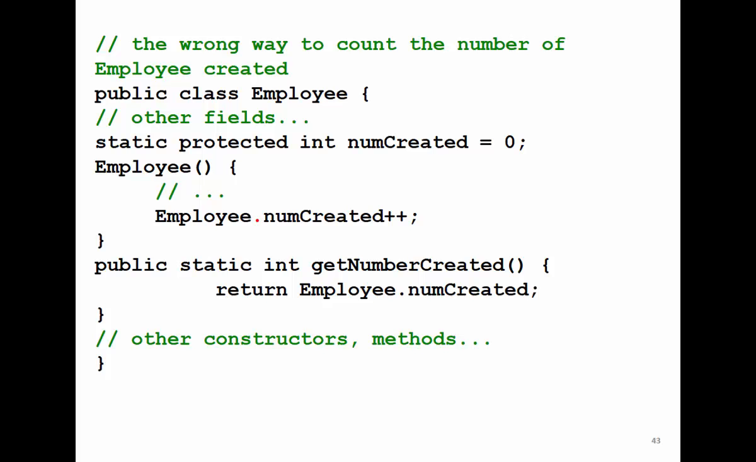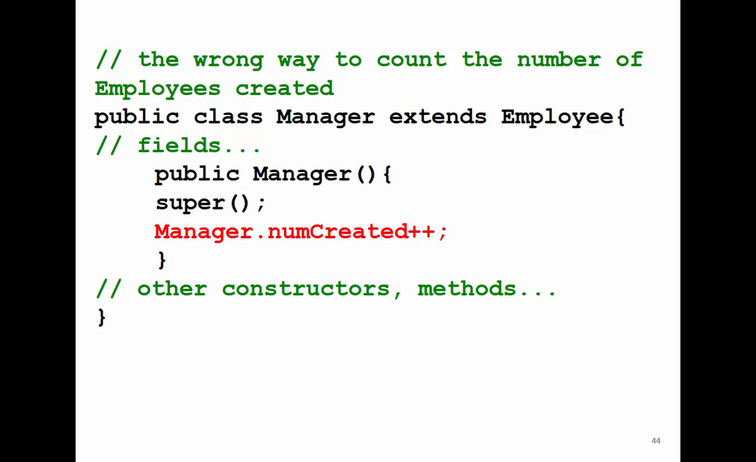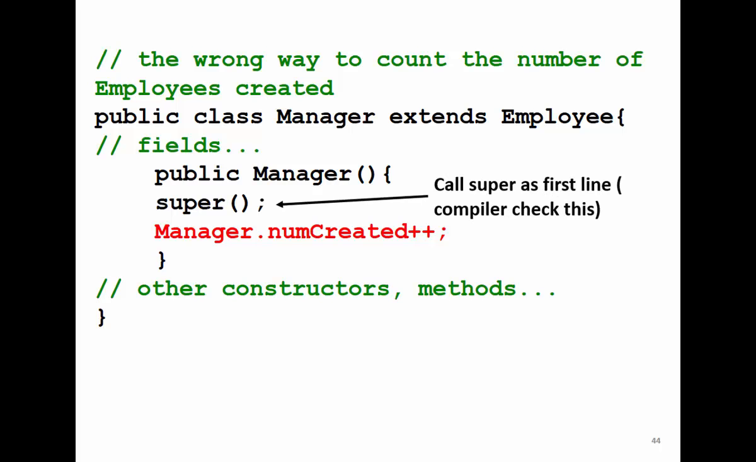Now we have some other methods, but we'll just focus on this part of the definition of the Employee. So the type is protected, not private. So all the subclasses can access this directly by the name. Let's say we extend the Employee to create a class of Manager. Now inside the Manager constructors, we call the superclass constructor, which is the first line of the constructor. And also we access Manager.numberCreated. We don't have any static fields inside the Manager.